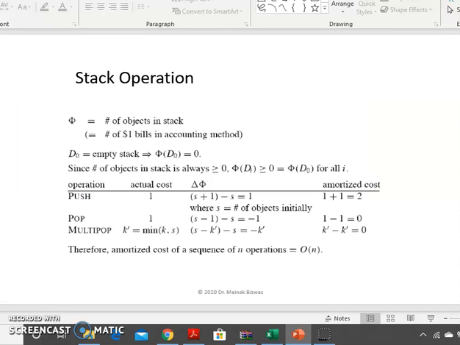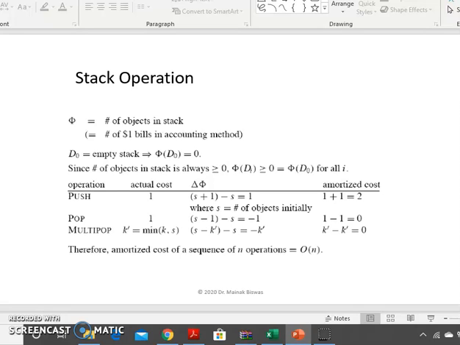So let us see, this is the stack operation. Phi is the number of objects in the stack, and in the accounting method it was the number of 1 bits. D0 is the empty stack, so there are no items, and the number of objects in the stack is always greater than or equal to 0. So phi of Di is always greater than or equal to phi of D0 for all i. For push, if the number of elements is S, after pushing one element it becomes S plus 1. So S plus 1 minus S equals 1. So the amortized cost is 1 plus 1, which is 2.